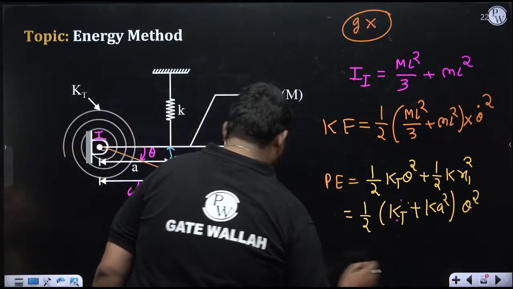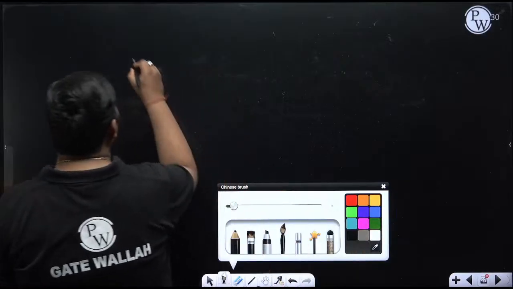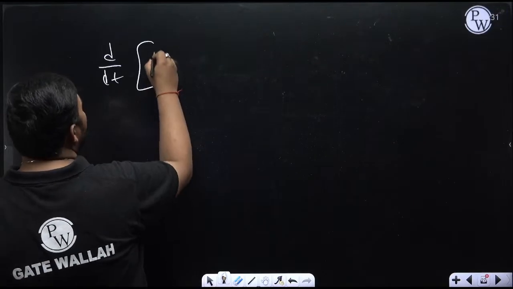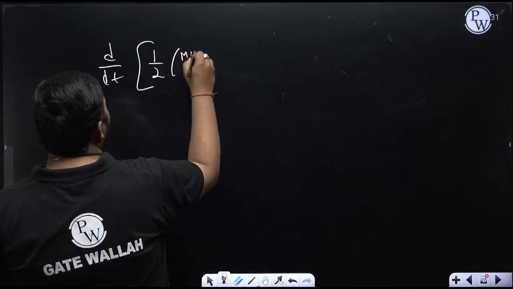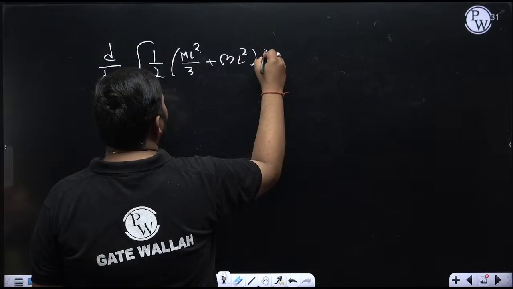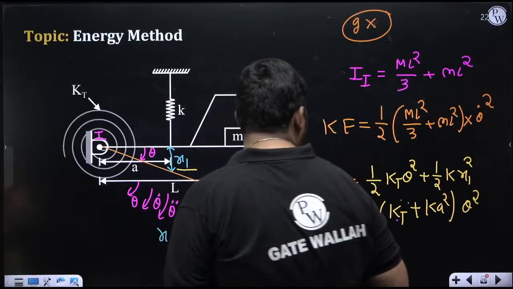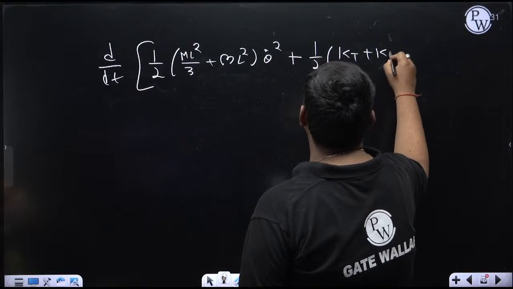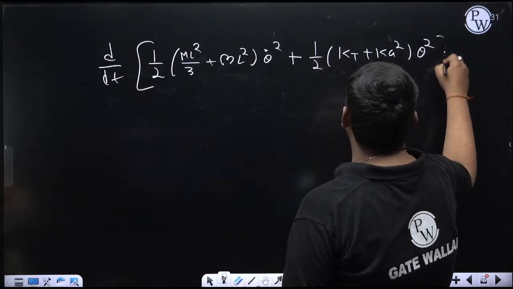After that, very simple. In the energy method, d by dt of total energy is 0. Total energy means kinetic energy, which is half in bracket capital ML square by 3 plus small ml square, theta dot square, plus potential energy, which is half in bracket kt plus K a square, theta square, equal to 0.